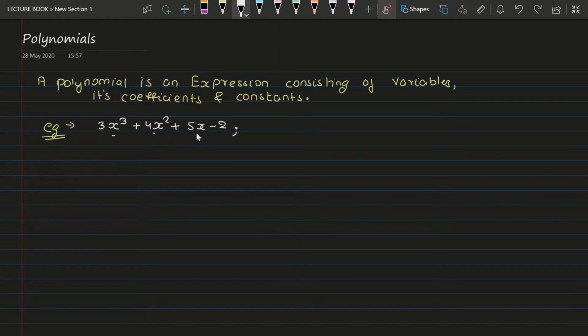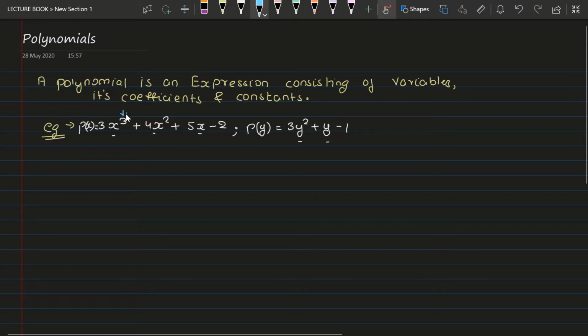Because the variable is x over here, it is denoted as p of x. If I have 3y squared plus y minus 1, here the variable is y, so it can be denoted as p of y. P represents polynomial, y represents the variable. So it is a polynomial in terms of y. Now if you observe the powers, the power over here is 3, 2. Nothing in the power means the power is 1. Again over here also the power is 2 and 1.